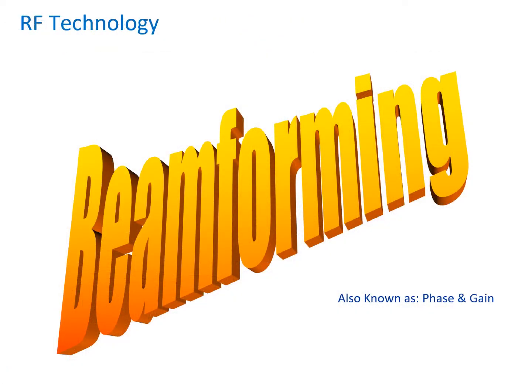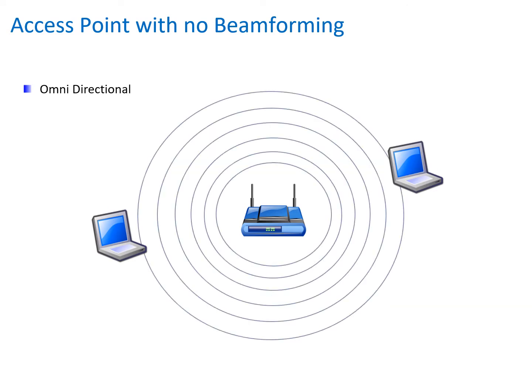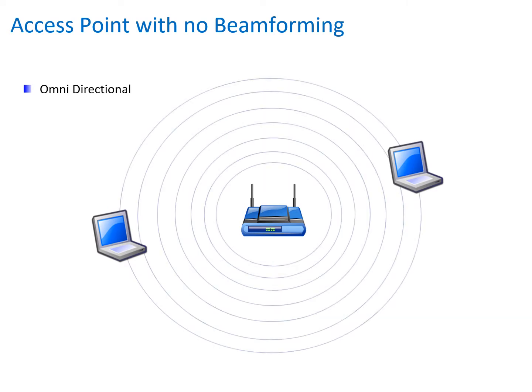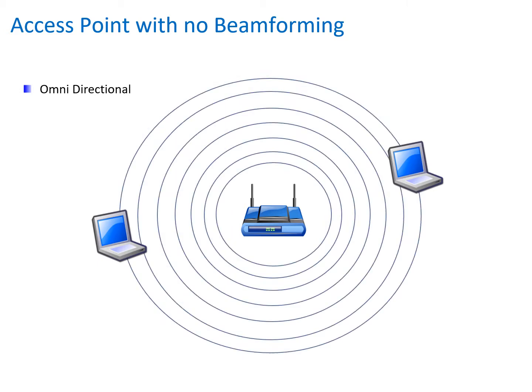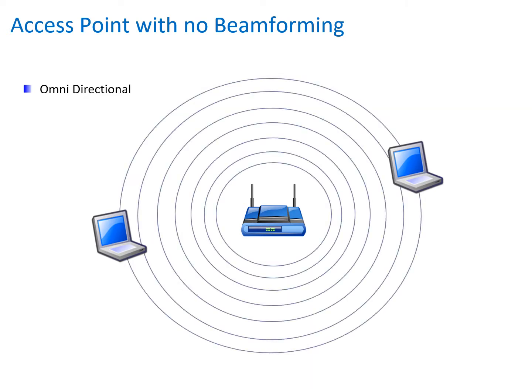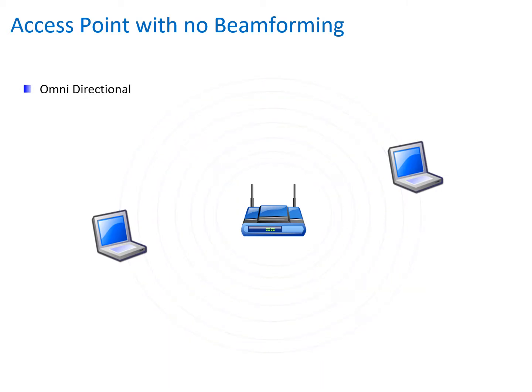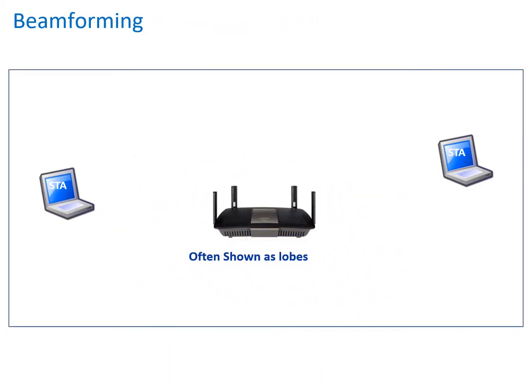So exactly what is beamforming, also known as phase and gain? Well, if we look down on an access point and imagine it's in the center of a pond which it's just been dropped into, the RF energy will be radiating out just as waves ripple out from a stone when dropped into the pond. This will be known as an omnidirectional system, as only one transmitter is transmitting from the access point. However, it's possible to steer the RF energy towards specific devices within the network using beamforming.